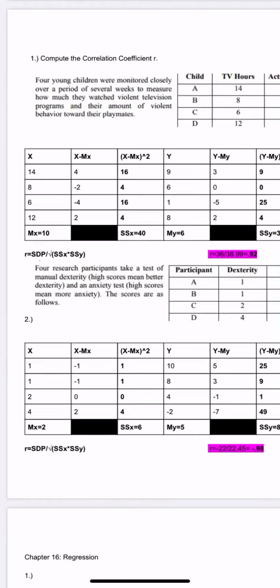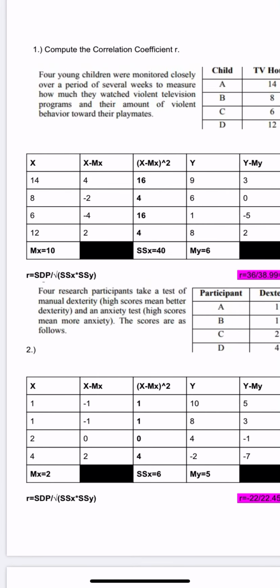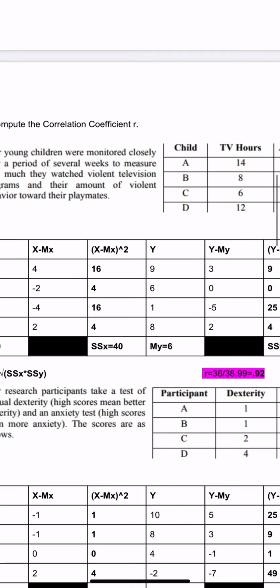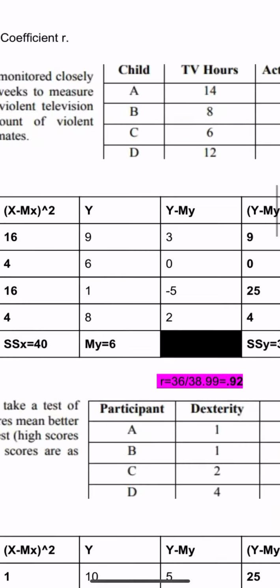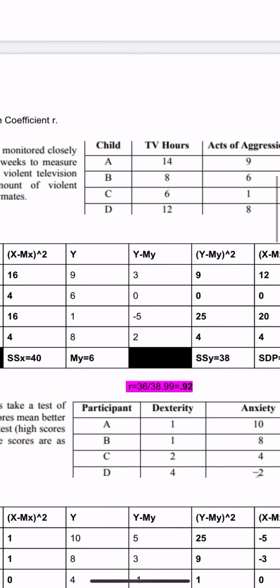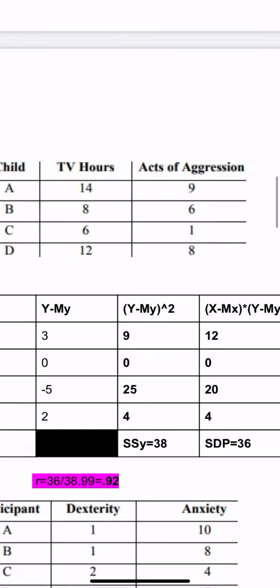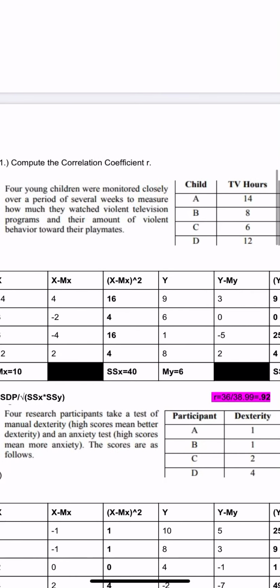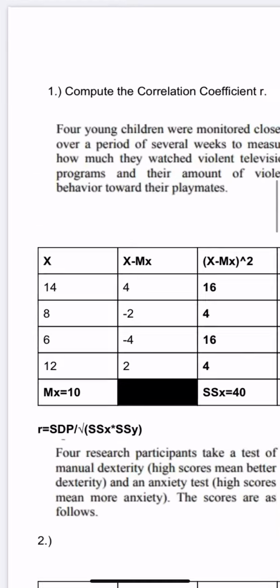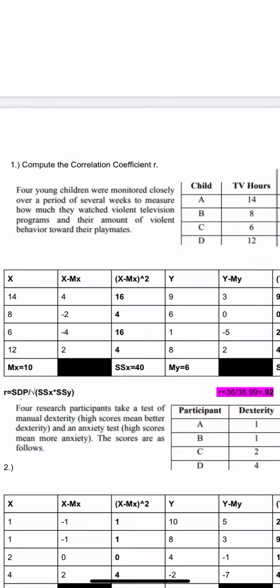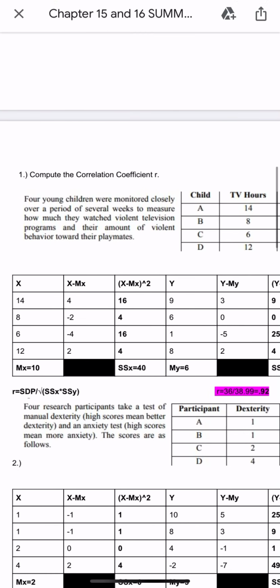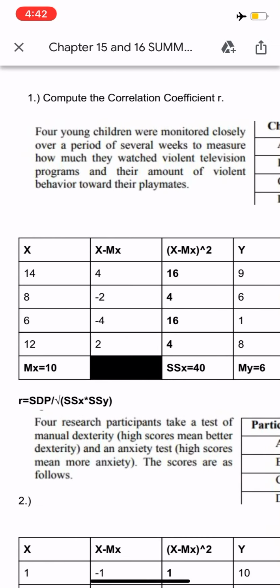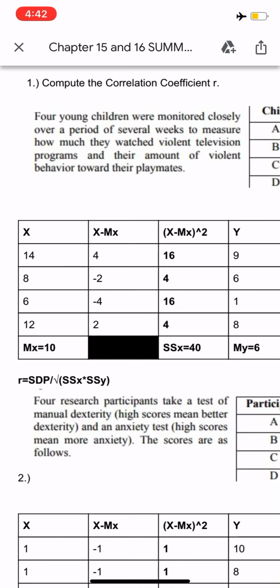So the way you do that is you plot your x values here. The x values is going to be the first variable. You plot your y values here. Y value is going to be the second variable. So 14, 8, 6, and 12. And then you just get the mean of these four numbers. The mean equals 10. I just put it there.